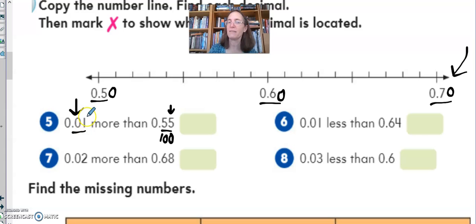Now, if I were just to pretend the decimals weren't there, 1 less than 55, well, this would be 55, and this would be 54, right? And I can just treat hundredths that way. That would be 54 hundredths.